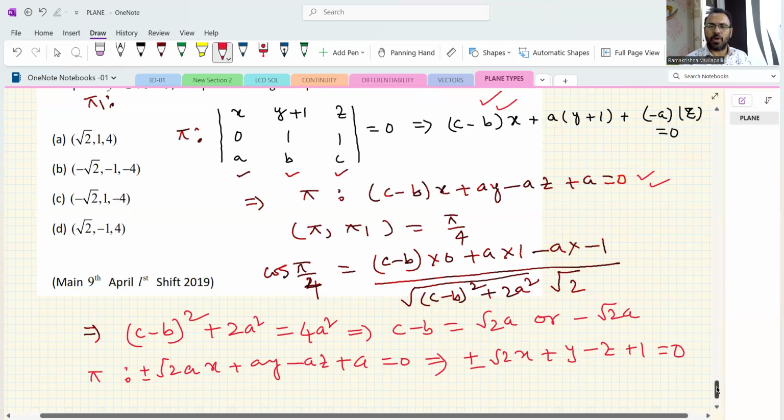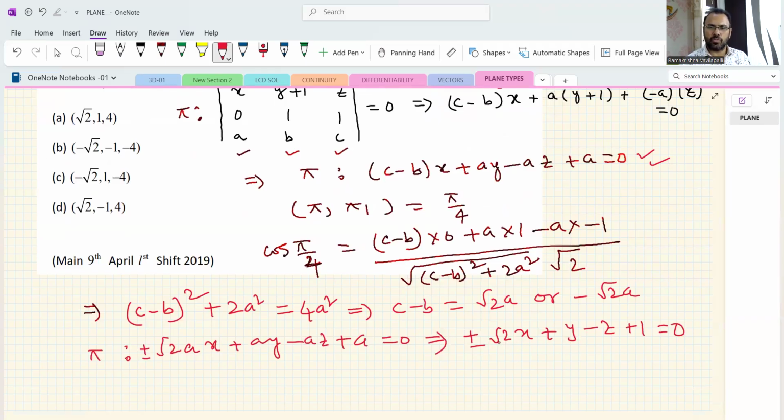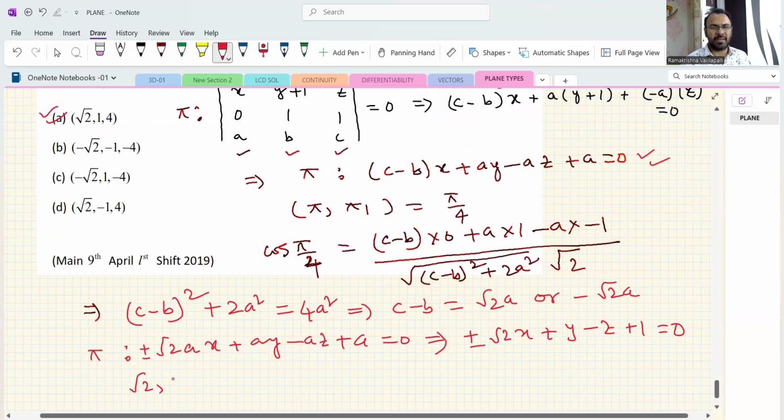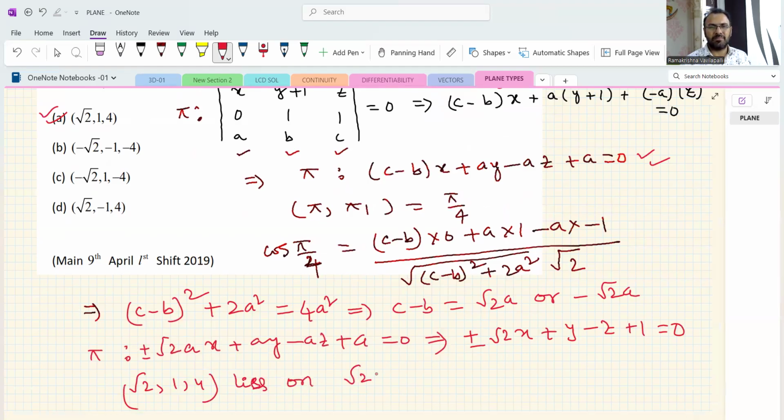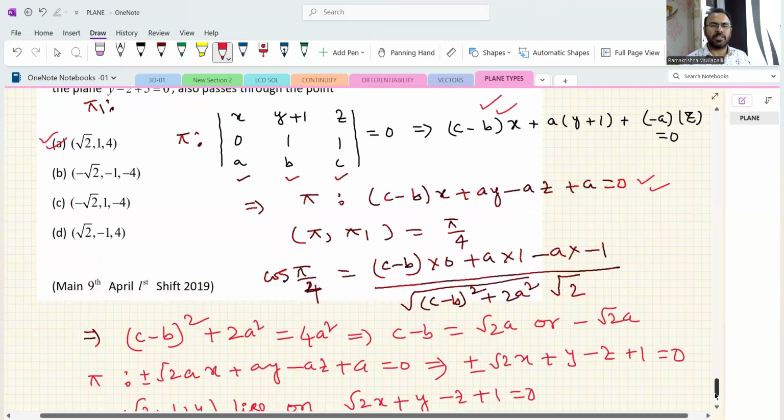Now verify which point lies on the plane. Substitute root 2, 1, 4. Root 2 into root 2 is 2, plus 1 is 3, plus 1 and minus 4. So point A lies on the plane. That is, root 2, 1, 4 lies on root 2x plus y minus z plus 1 equal to 0. Okay. It also passes through the other point.